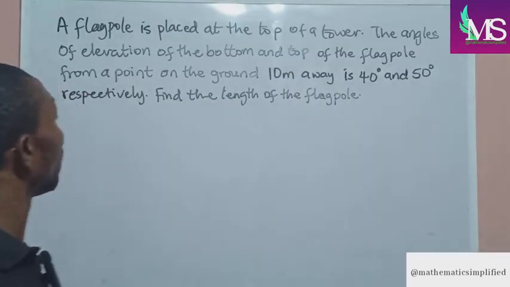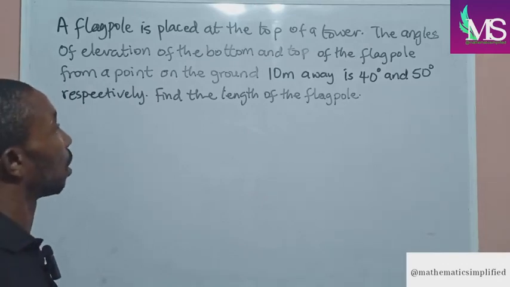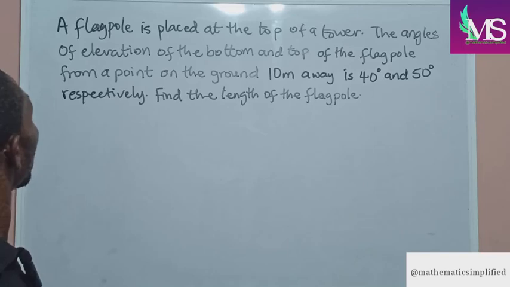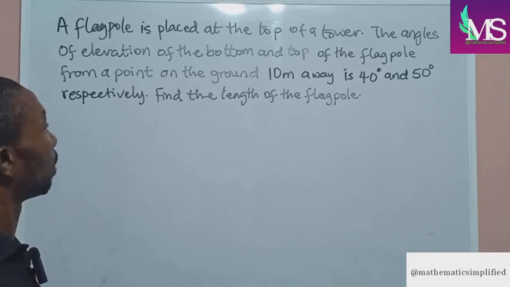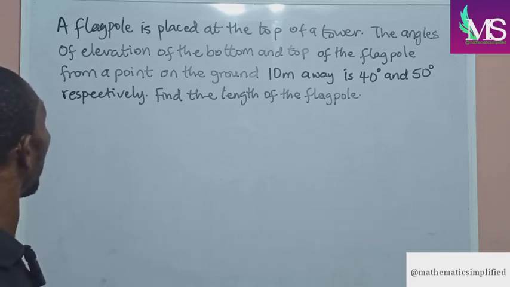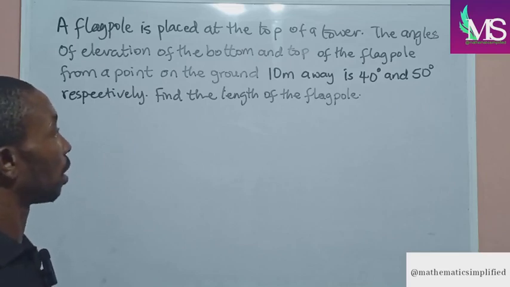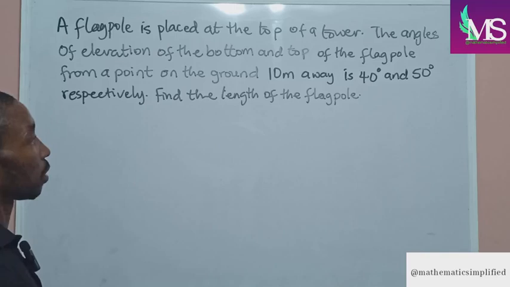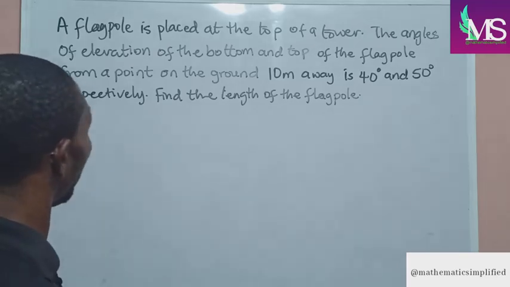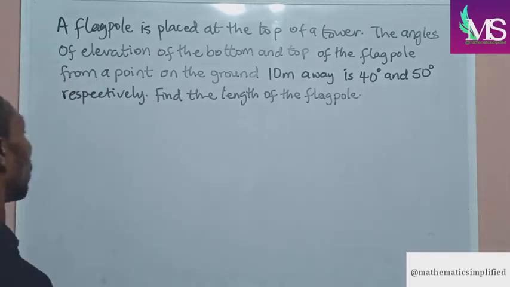A flagpole is placed at the top of a tower. The angles of elevation of the bottom and top of the flagpole from a point on the ground 10 meters away are 40 degrees and 50 degrees respectively. Find the length of the flagpole.